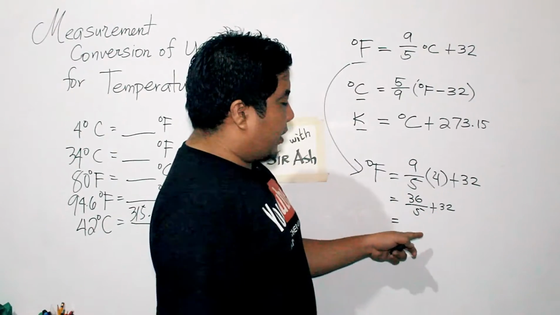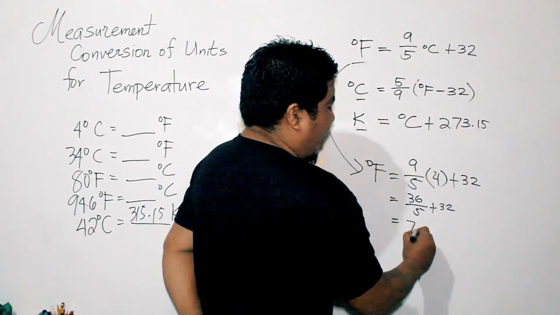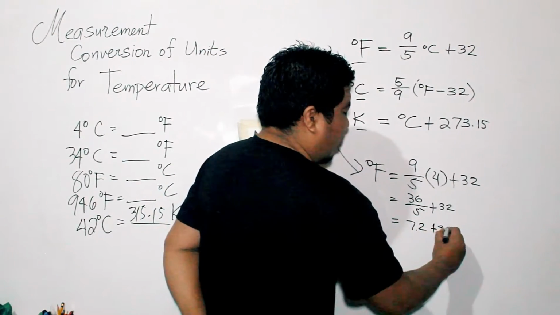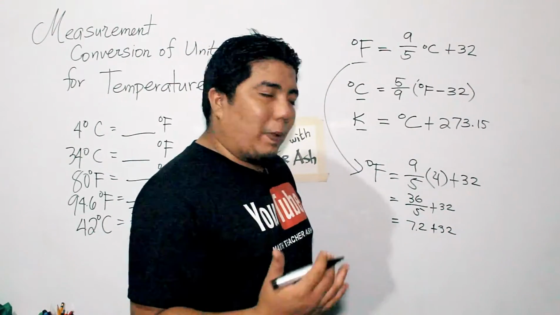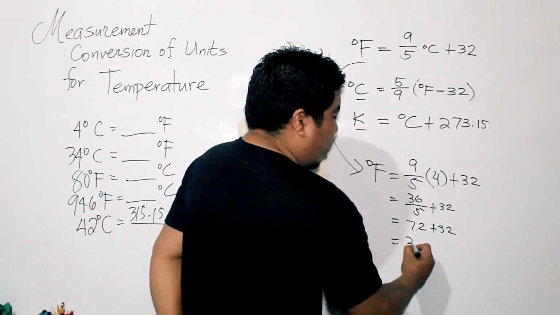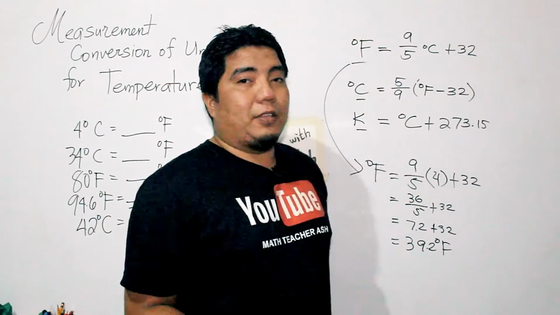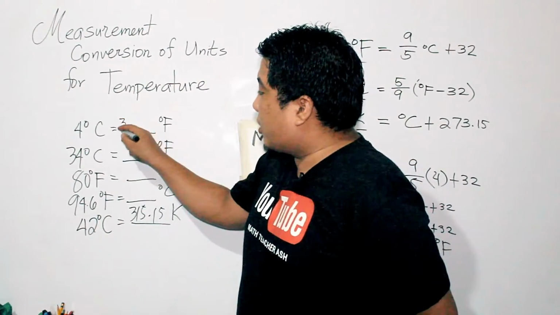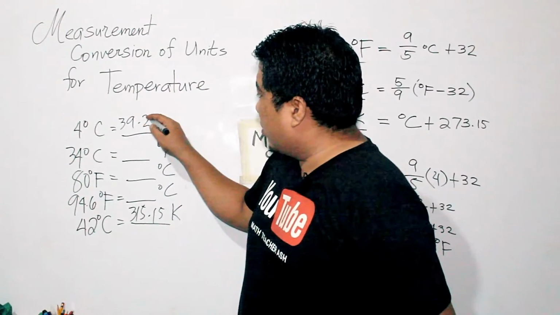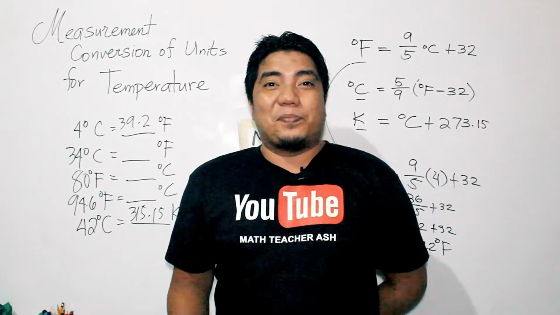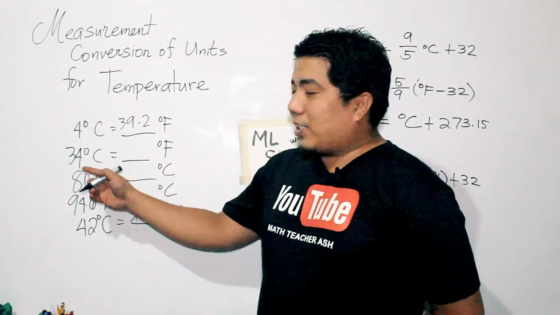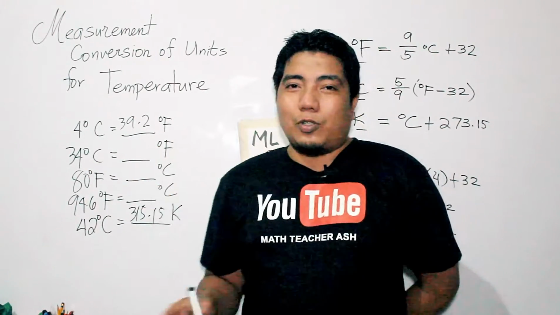Now, if you divide 36 by 5, you will have 7.2 plus 32. So that is 32 plus 7.2, and that will give you 39.2 degrees Fahrenheit. So the answer for this is 39.2 degrees Fahrenheit. Easy, right? Now, let's have this, 34 degrees Celsius going to Fahrenheit.